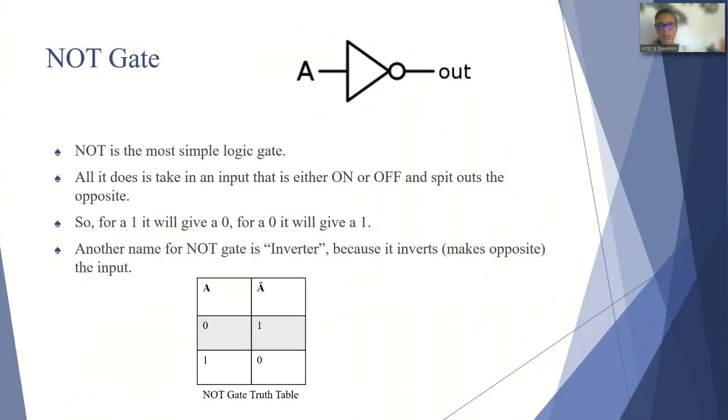NOT gate. NOT is a more simple logic gate. All it does is take an input that is either on or off and spit out the opposite. So for a 1 it will give a 0, for a 0 it will give 1. Another name for the NOT gate is inverter because it inverts the input. I have added the truth table of the NOT gate. You can see.